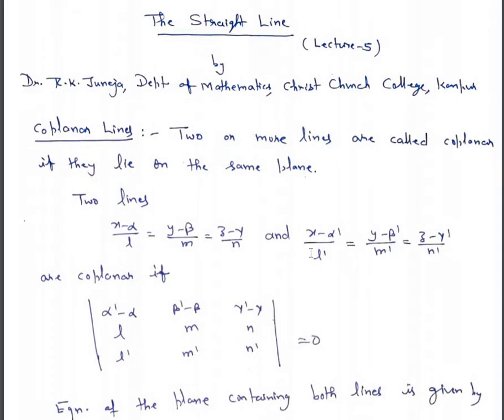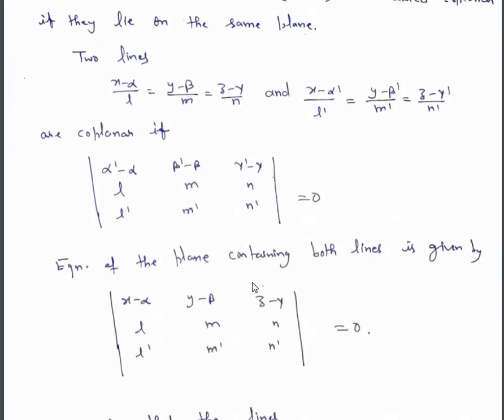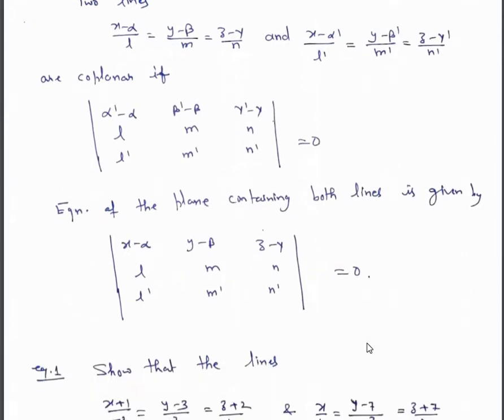the same plane. An equation of the plane which contains both the lines is given by the determinant of x minus alpha, y minus beta, z minus gamma, L M N, L dash M dash N dash is equal to 0. Let's take a few examples.